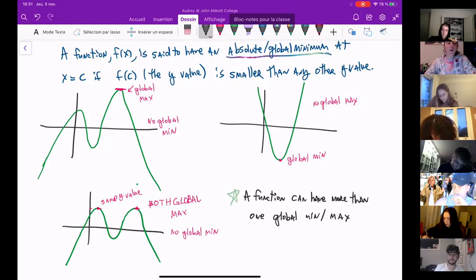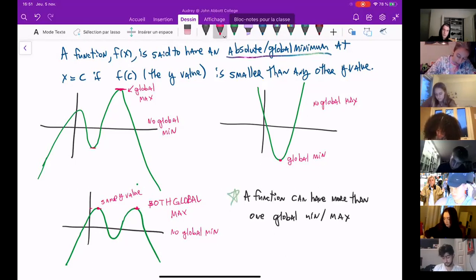Okay, so let's keep looking at the functions on the left side. Neither of them has a global min, but is there like a minimum value here?